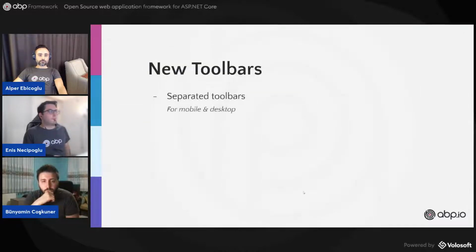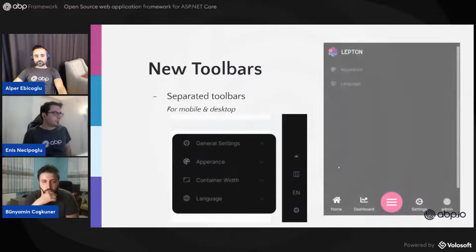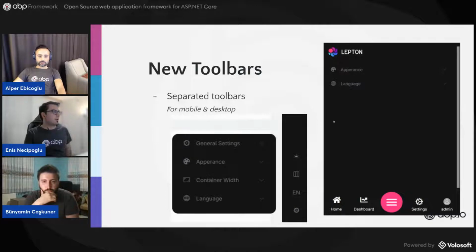Separate toolbox for mobile and desktop. You can even set different toolbar items for your mobile design and desktop design in here. For example, container width isn't available in mobile UI, and this option won't be included in the mobile toolbar. As you see, there's no container width in here in mobile view.